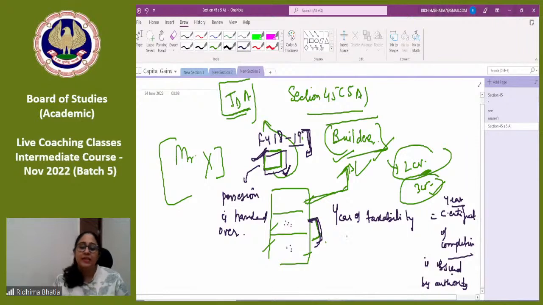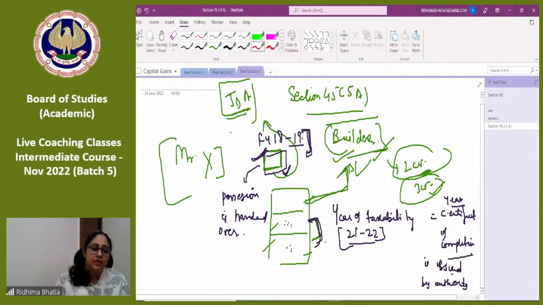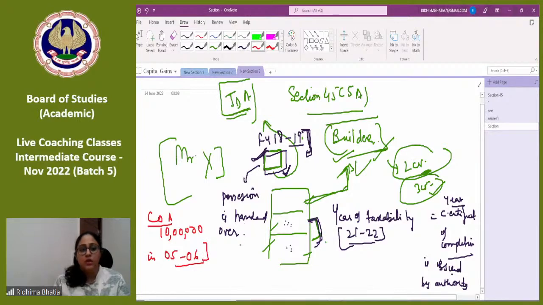Ab beech mein COVID aa gaya, things happen, and finally the house got completed in 21-22. So year of taxability 21-22. Koi doubt ab tak? So now let's assume the building which was transferred in 18-19 was purchased for 10 lakhs. So the cost of acquisition 10 lakhs, in the year 2005-06. Okay. Now 18-19 tak hi transfer hoga.